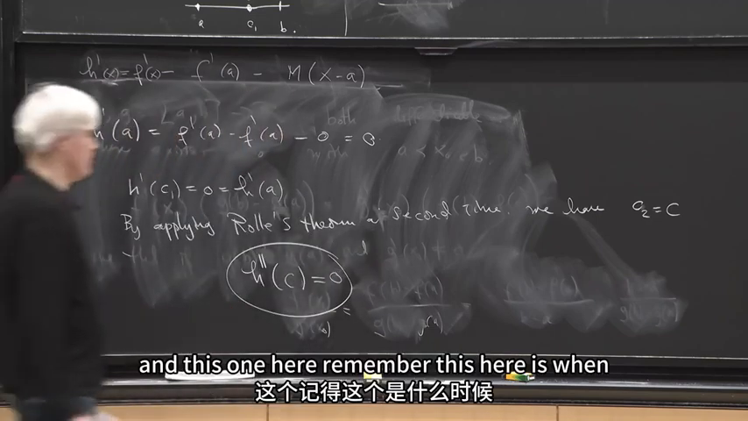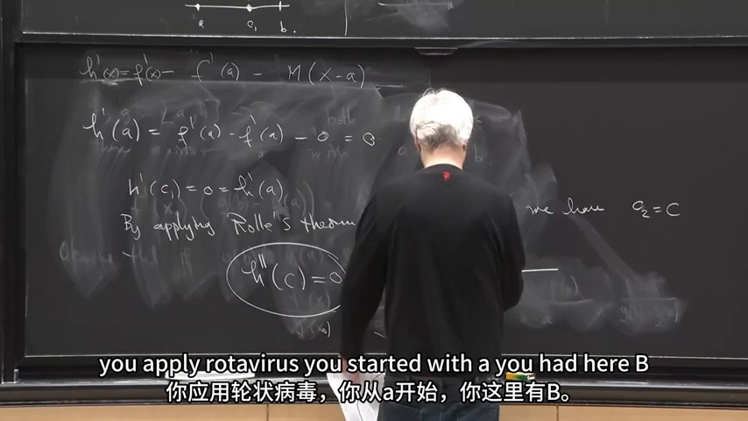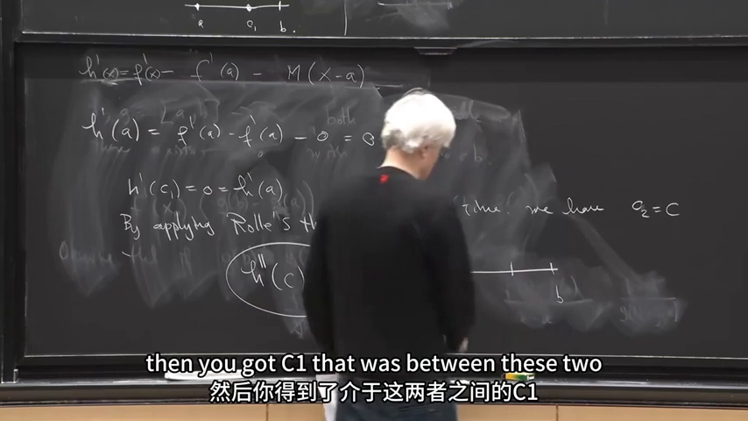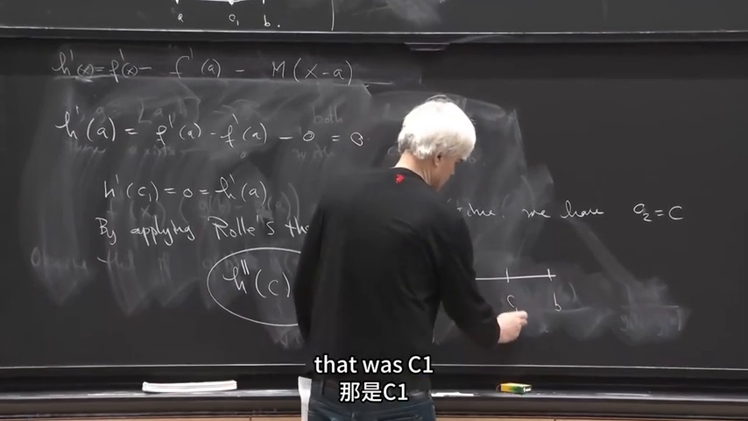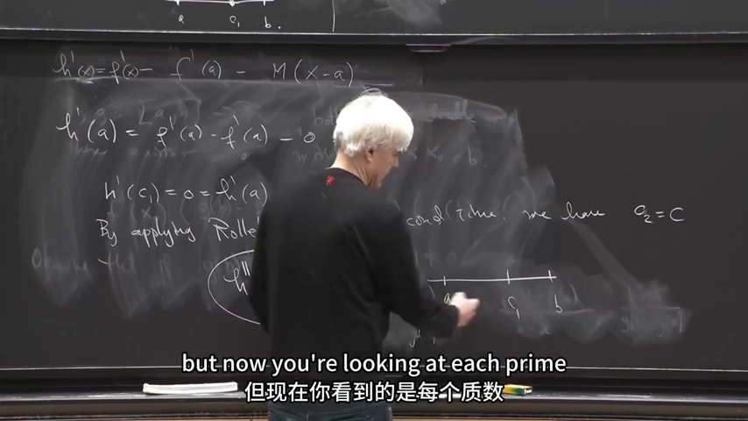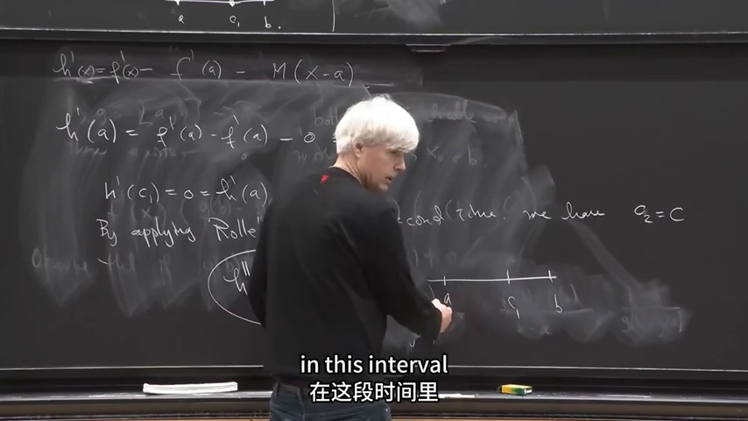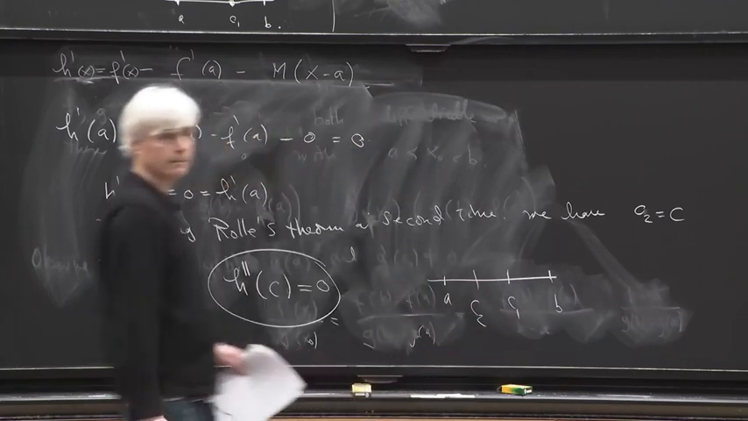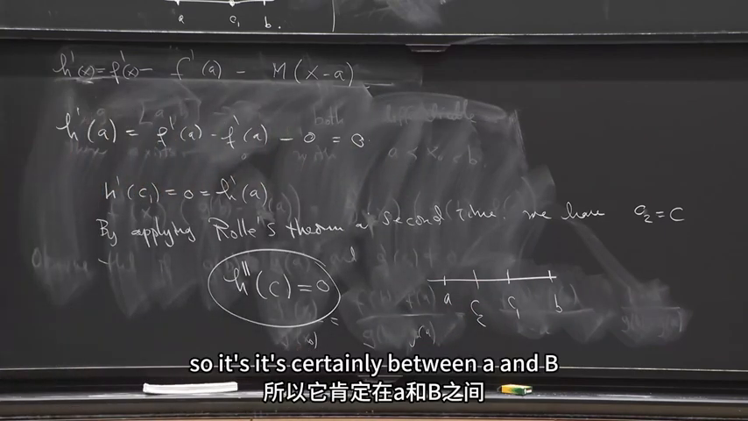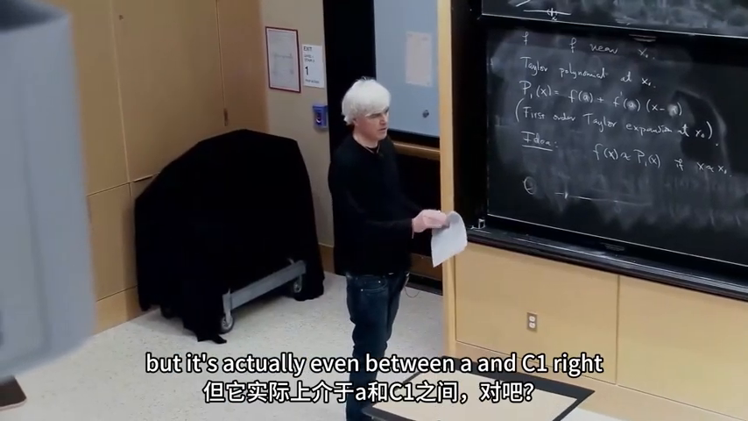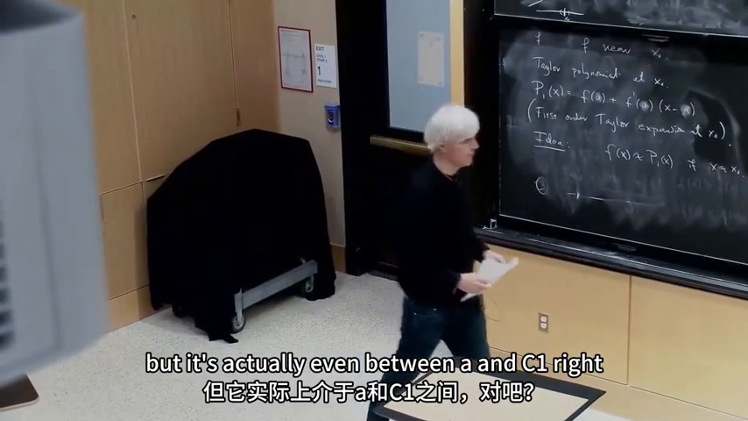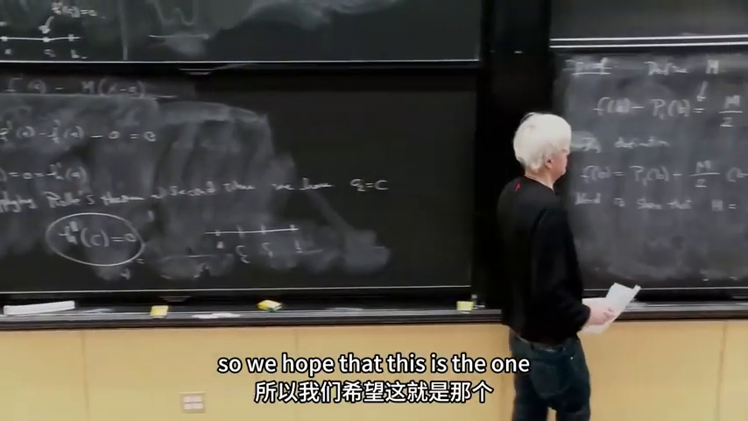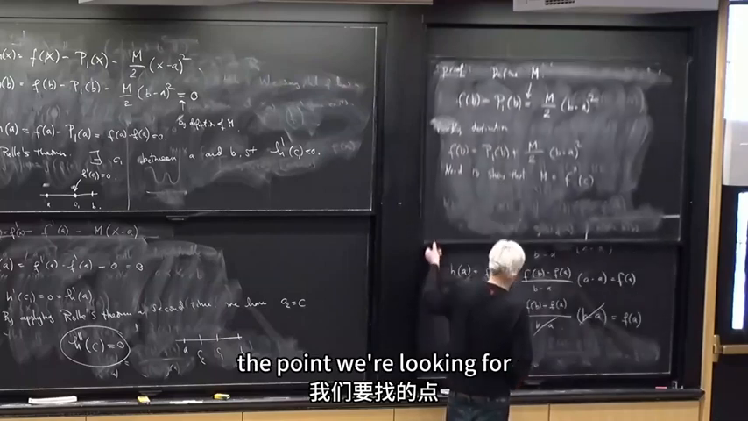And this one here, remember this here is when you apply Rolle's theorem, you started with A, you had here B, then you got C1 that was between these two, that was C1, but now you're looking at h prime in this interval, and so the second one is lying here, right? So it's certainly between A and B, but it's actually even between A and C1, right? Now, what does this here mean? Right. So we hope that this is the point we're looking for.